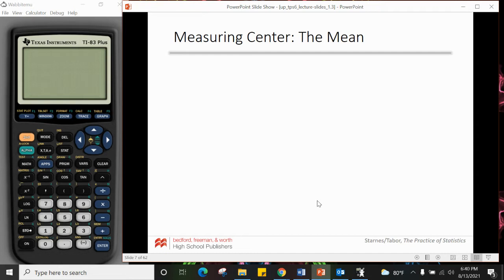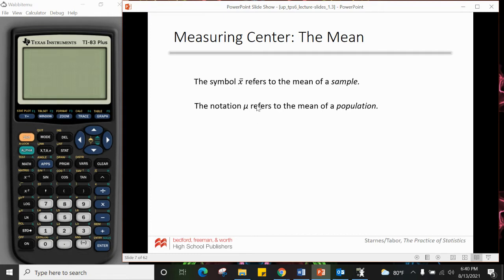Another way to measure the center is the... The symbol x bar, I said, refers to the mean of a sample. And the notation mu, this is the Greek letter mu. If you've taken physics so far, you may be familiar with that as the coefficient of friction. But mu in stats is the mean of the population.